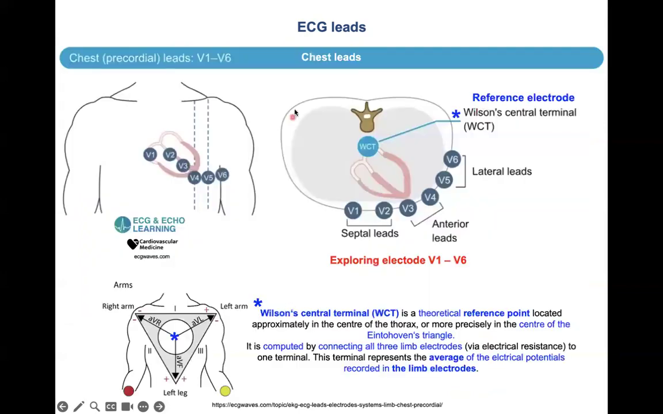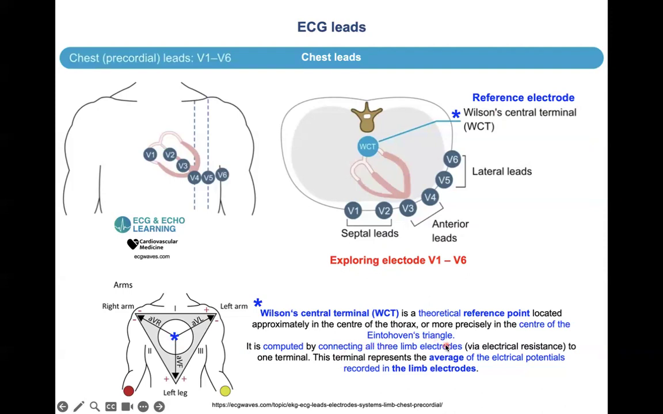Now we will discuss the chest leads. We have in the chest leads the following. A reference electrode, which is also known as the Wilson Central Terminal, WCT, right here. What is it actually? Remember, this is the Einthoven triangle, and the heart is in the middle of the triangle. In the chest lead system, we have the WCT, Wilson Central Terminal, which is a theoretical reference point in the middle of this triangle. It is computed by connecting all 3 limb electrodes.